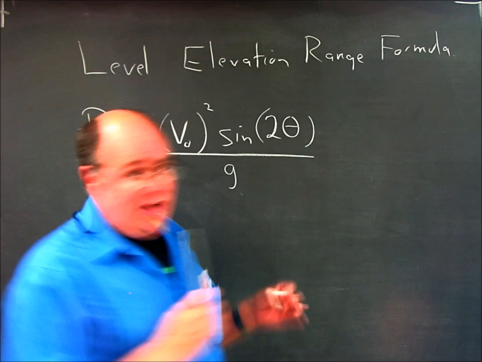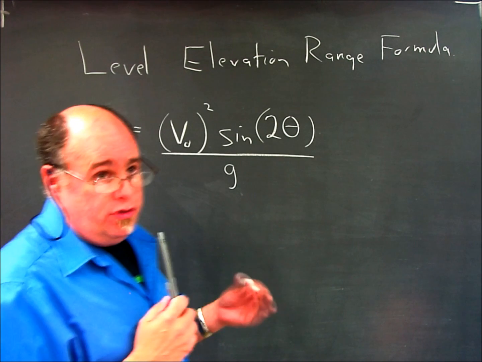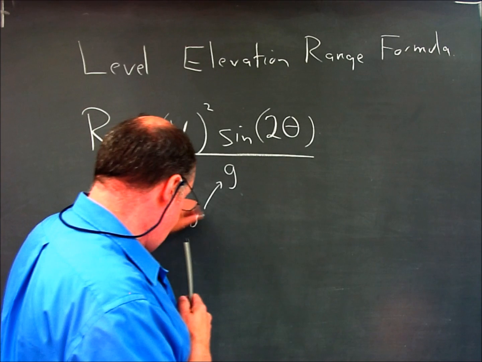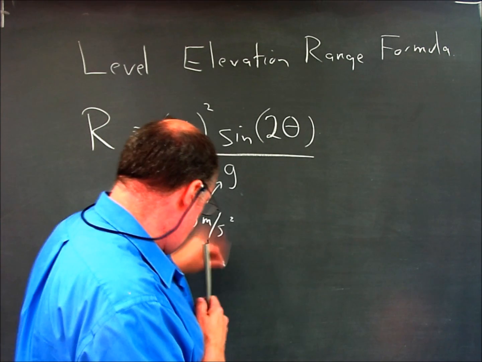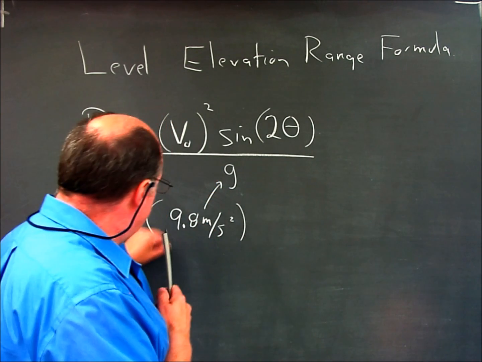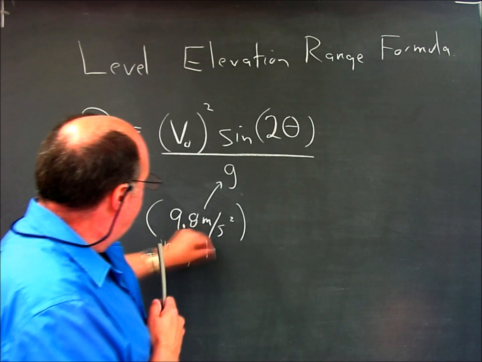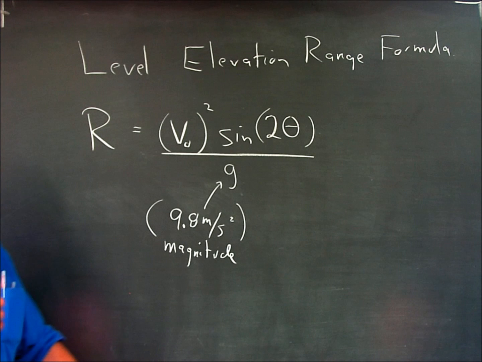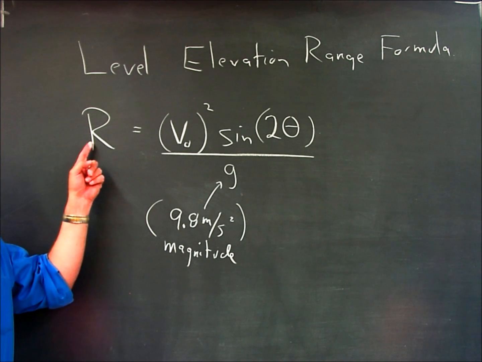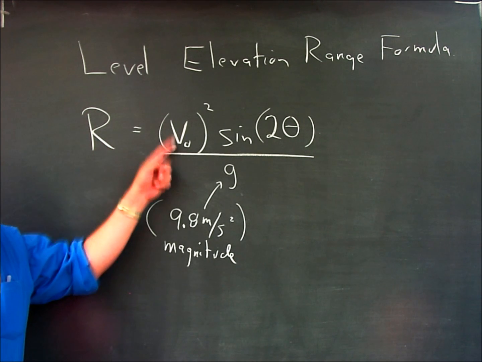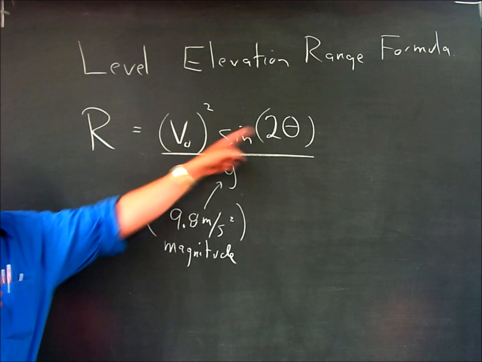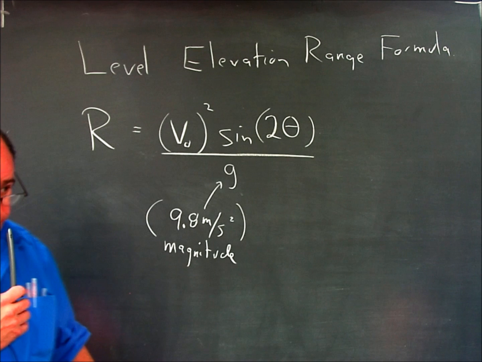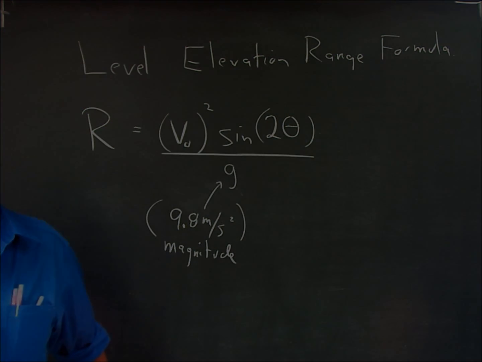G is the magnitude of the acceleration due to gravity. So G is going to be the number 9.8. It's the magnitude. So with this particular formula, the range is equal to V initial, which gets squared, times the sine of 2 times the angle, and G here is the magnitude of gravity.